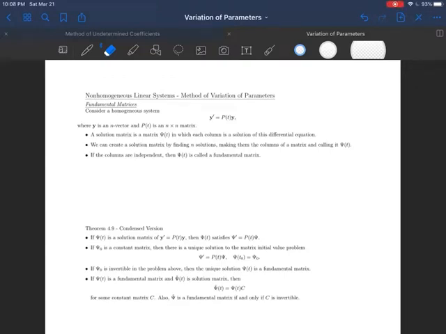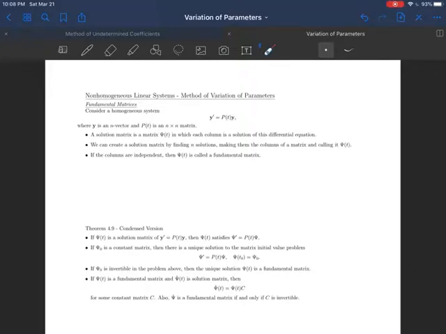Hi everyone, welcome back. In this video we're going to be talking about the method of variation of parameters, which is a method for finding a particular solution to a non-homogeneous linear system. But before we can actually develop the method of variation of parameters, we have to go back and talk about solution matrices and fundamental matrices.